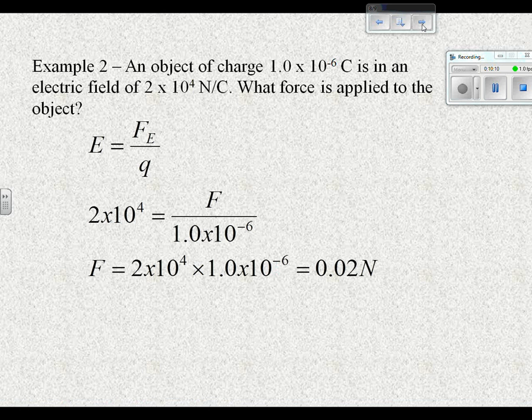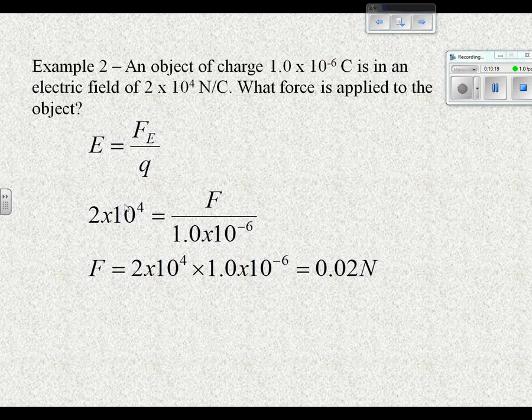E equals F over Q. My electric field strength is 2 times 10 to the 4th. I'm looking for force. 1 times 10 to the minus 6 goes down here. This is going to be a multiply, and you should get a measly 0.02 newtons. But that's not scientific. You're right. What would it be if it was scientific? 2 times 10 to the minus 2.